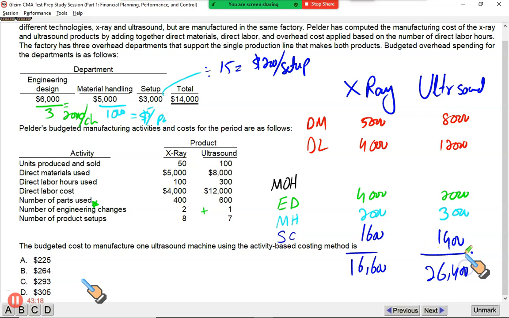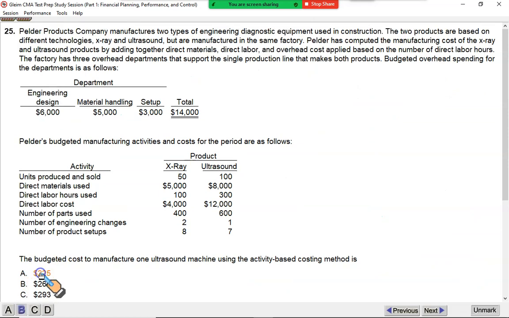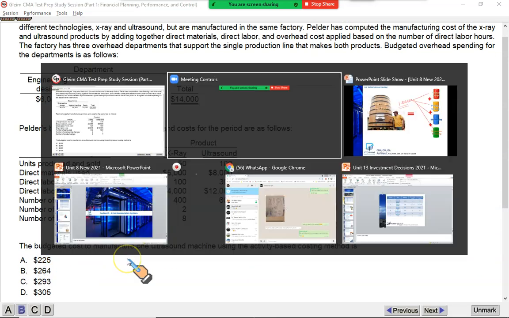Now the next step, what the question says, you need to find the unit rate. So you divide this total cost of ultrasound by the number of units produced, 26,400 divided by 100. This gives you 264. So this is the total cost of producing 1 unit of ultrasound under ABC, that is 264. So that's the idea of activity-based costing.